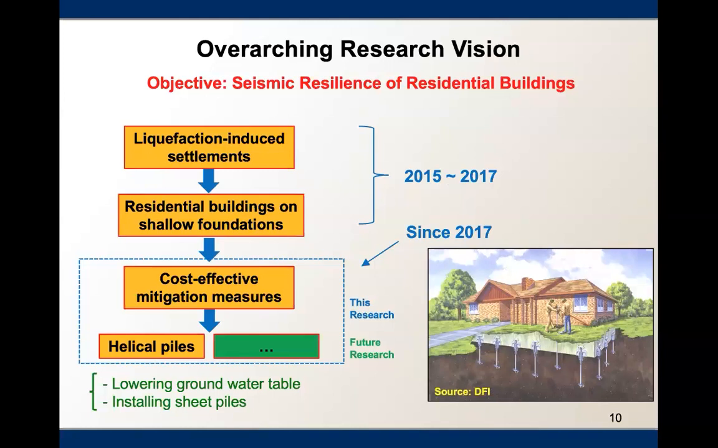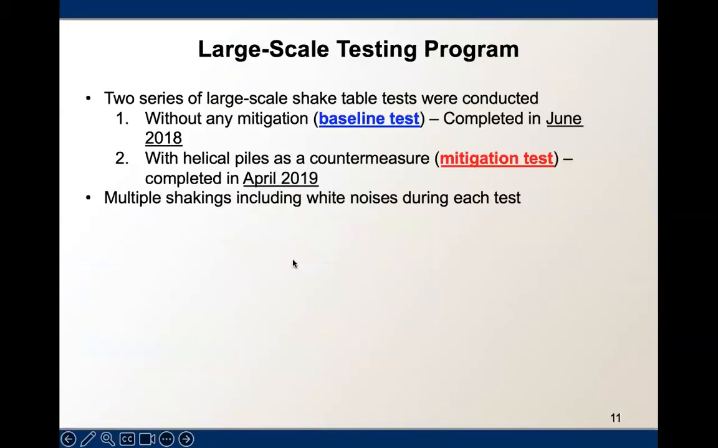Past several years at UNR, our research has focused on studying liquefaction-induced ground movement effects on residential buildings, low-story buildings, and also more recent years, we are focused on studying mitigation measures. Not every mitigation measure, we are focused on using cost-effective measures. And as a part of that study, we've used helical piles, which is the main focus of this study, but we've done other measures such as lowering groundwater table, installing sheet piles, and all of that, which I'll briefly talk about toward the end of my presentation.